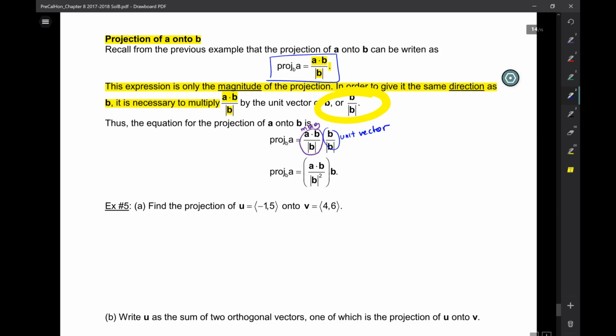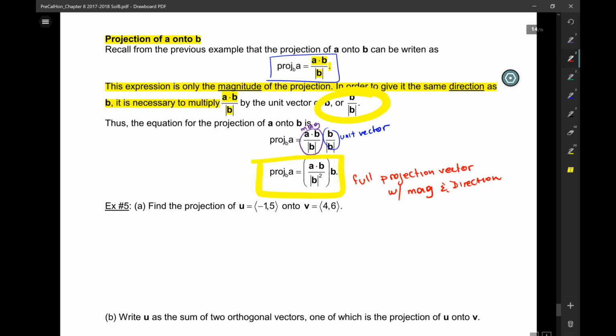All right? So now take a look at what I have. On the denominator, I have magnitude of B, magnitude of B. It's magnitude of B squared. So it's A dot B over magnitude of B squared times vector B. So what does this exact formula give you? Direction. This gives you the full projection. So this is the full projection vector with magnitude and direction.